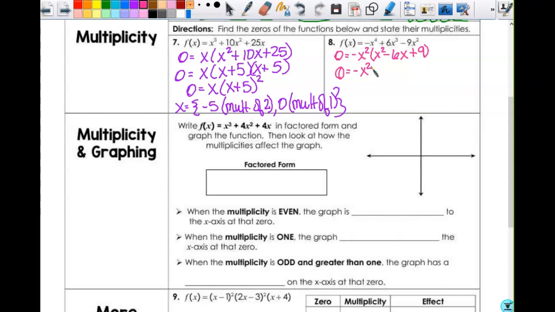And just as a little hint, factoring is way easier if your leading coefficient is positive. So I would factor out a negative x squared and not just an x squared to make my life easier.